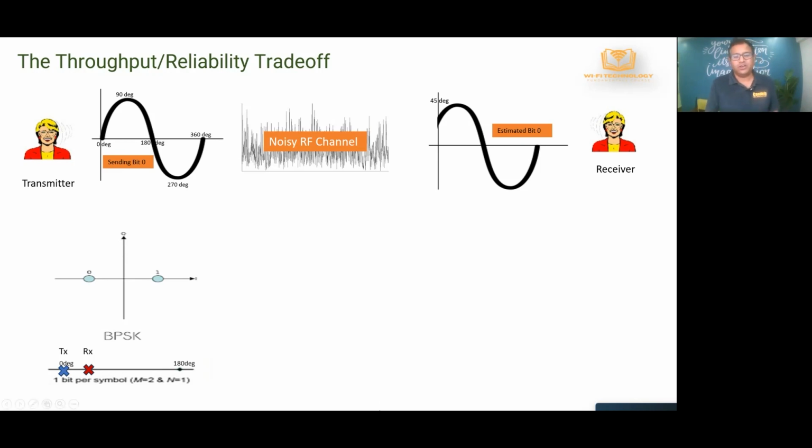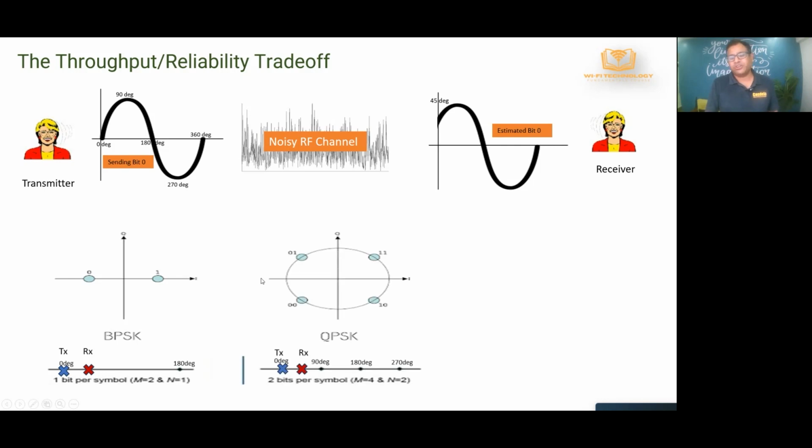Now apply the same logic to QPSK. Now you can see that the distance between the points has decreased. Now you have 0 degrees, 90 degrees, 180 degrees, and 270 degrees. So this represents a 0, 0, this represents a 0, 1, this represents a 1, 0, and this represents a 1, 1. Now if you receive it at 45 degrees phase shift, now you are really confused.